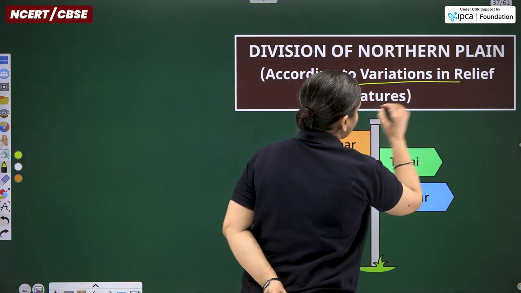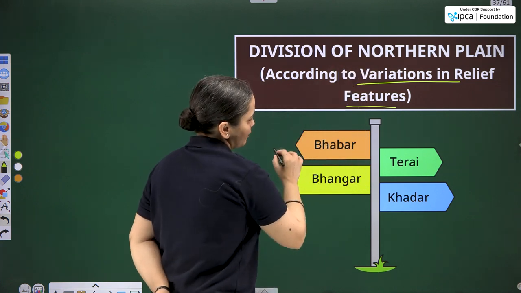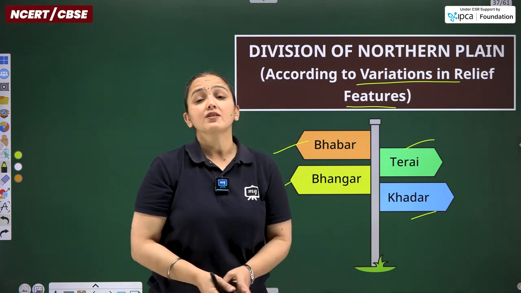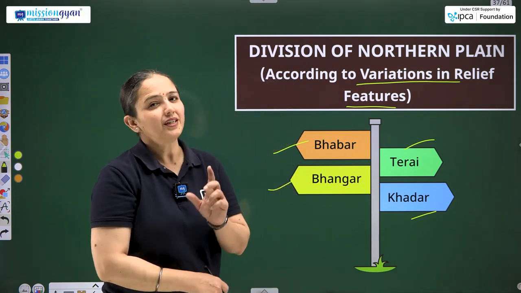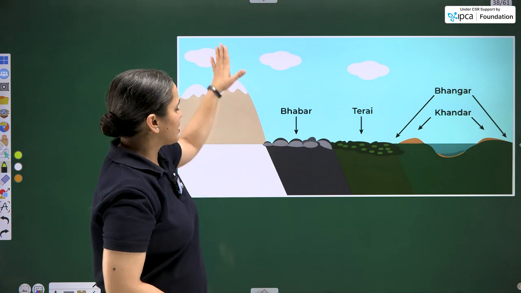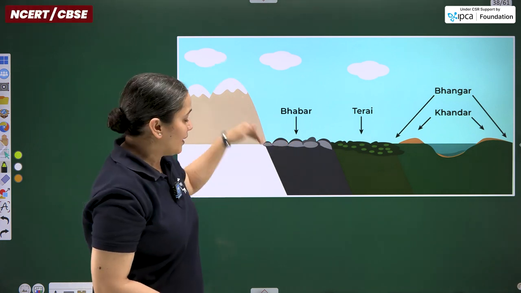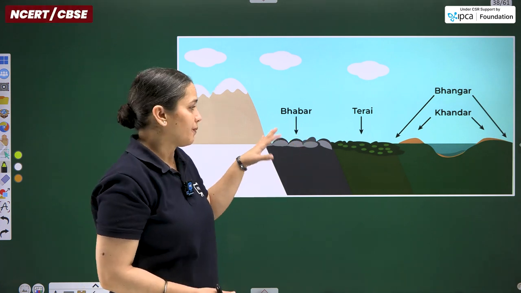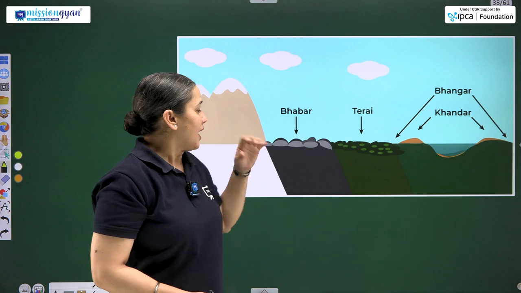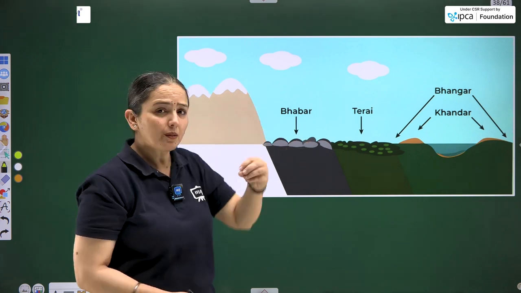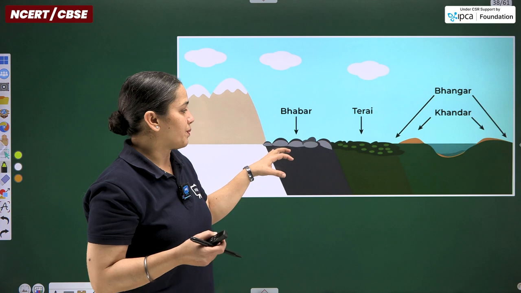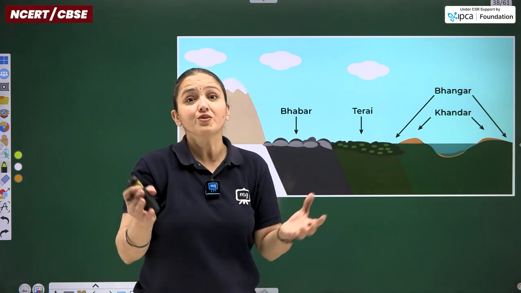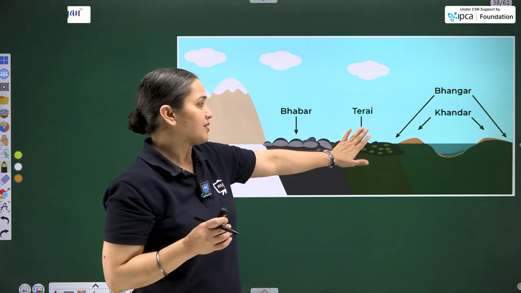According to the variations and relief features, northern plains are divided into Bhabar, Bhangar, Terai and Khadar. And I am going to explain this with the help of a particular image as well. So, this is the image. You can see from the mountains, rivers do enter the plains. At that place, they deposit the pebbles, granules known as Bhabar. Then ahead comes the Terai region, as in this region the small streams that disappeared suddenly appear and form a marshy land, wetland over there, that is known as Terai.